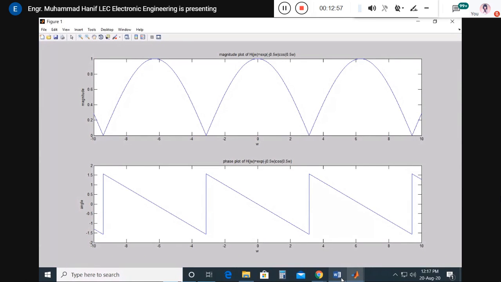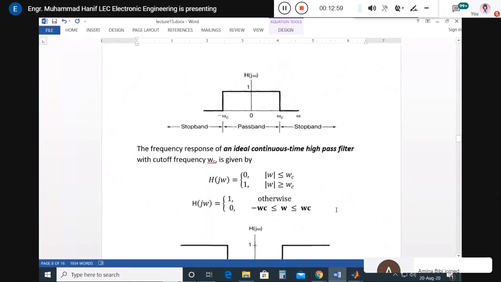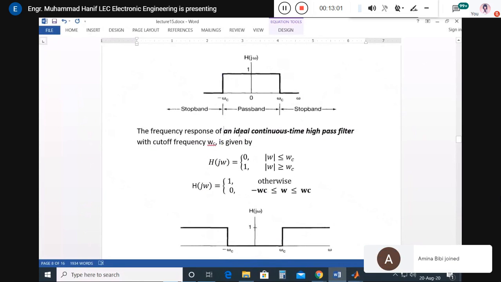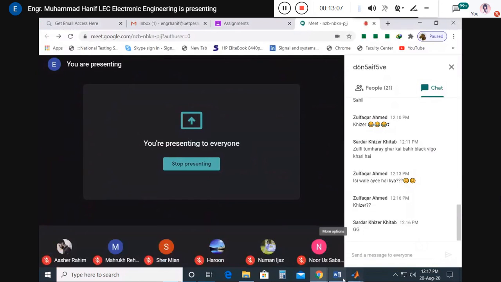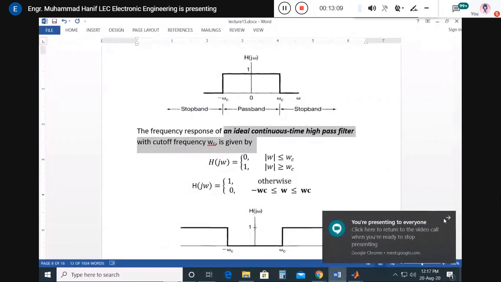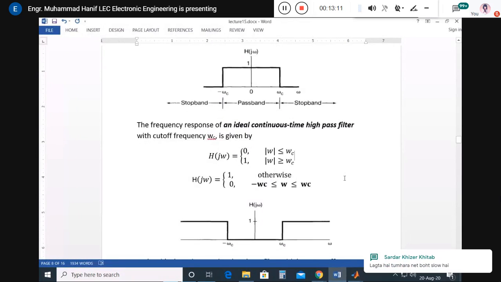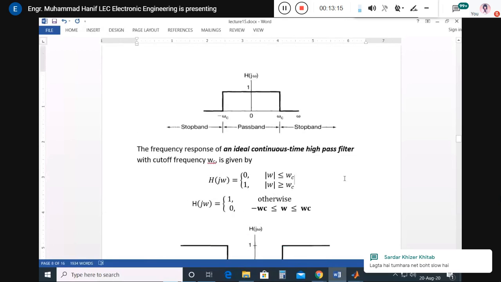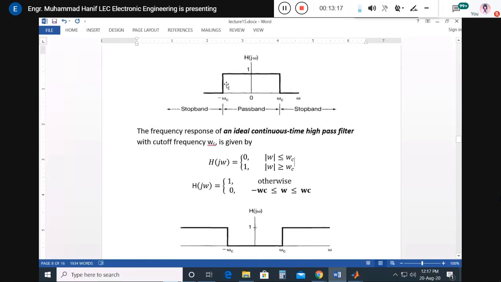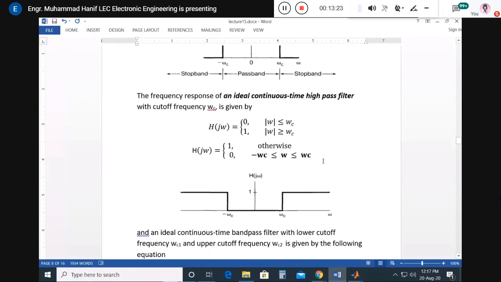ठीक. Similarly, second type is an ideal continuous time high pass filter. High pass filter is opposite of low pass filter. कि low pass filter में जो pass band है it is converted into the stop band, और जो stop band it is converted into pass band.